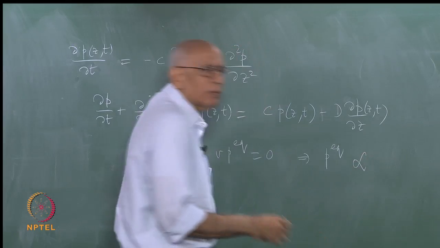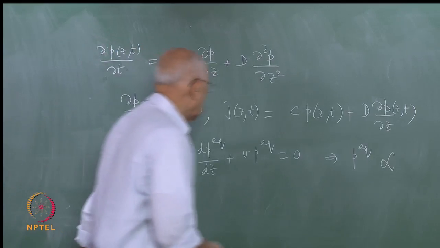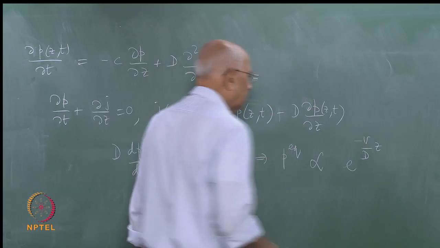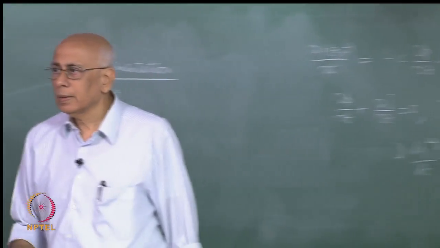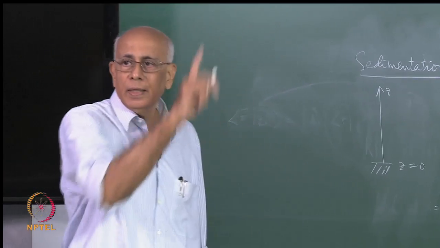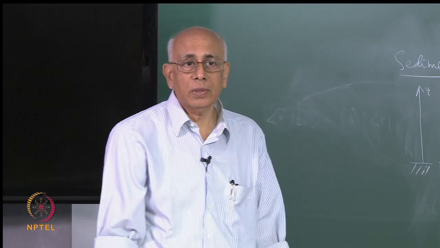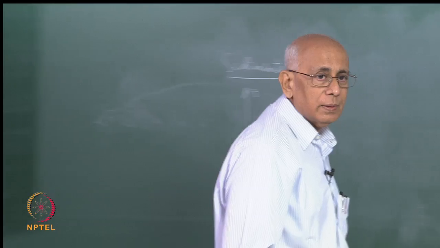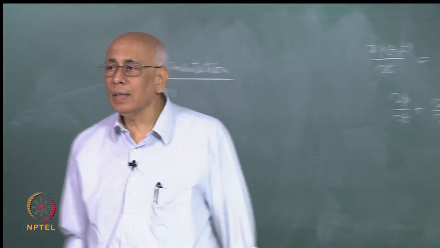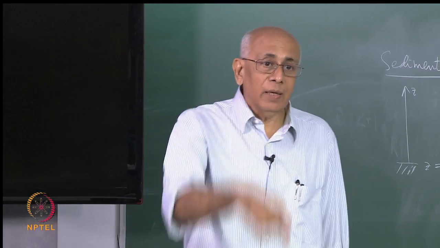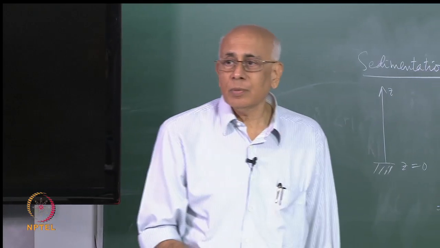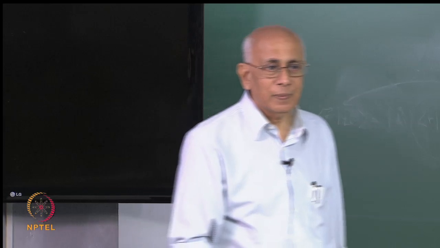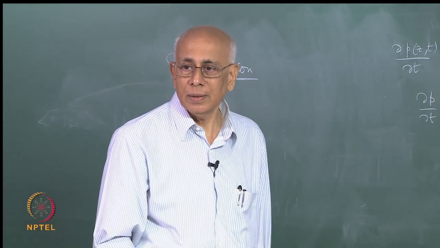It is proportional to, apart from some normalization, we will normalize it to unity, e to the power minus v over D times z. Okay. It is an exponentially decaying distribution. It just says that the most probable value is the ground level and then it decreases exponentially in this fashion, which is exactly what you would expect, right. In fact, since the system is in thermal equilibrium, the probability of being at some height z is proportional to e to the power minus the energy at that height divided by kT, and the energy is just potential energy here.